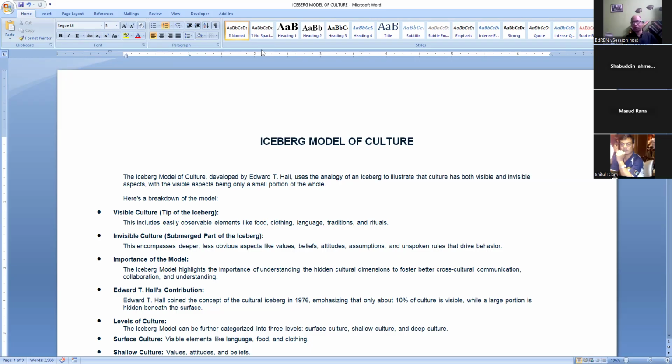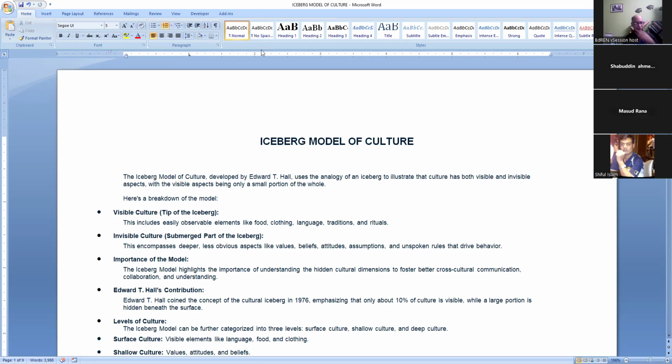For example, you are Muslim, you go to the mosque and you say prayer. So your religious practices are visible. You are fasting, you are taking iftar, you are taking sehri. All these practices are visible. So these are the parts of your culture.